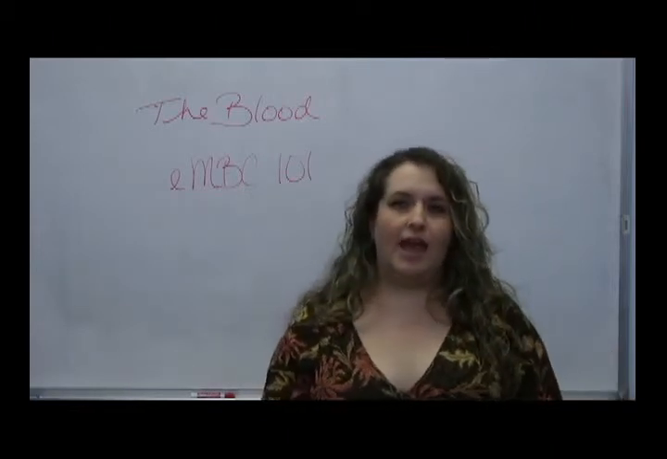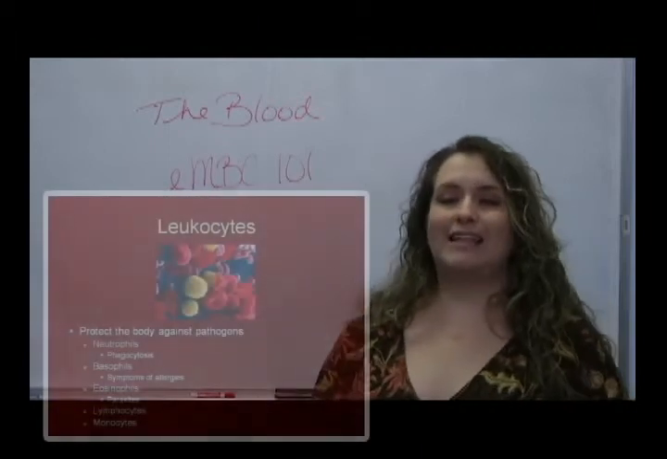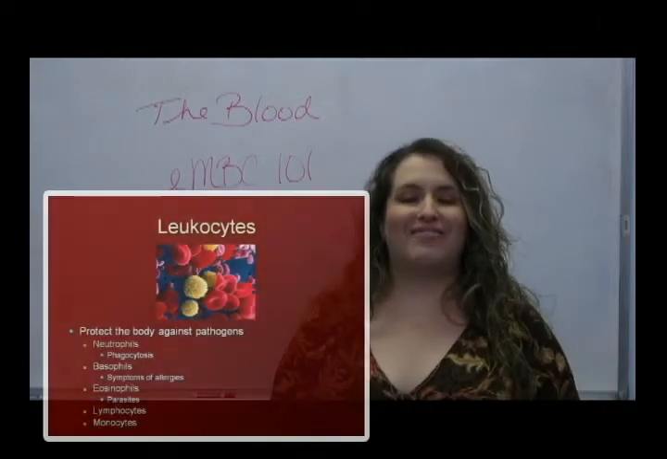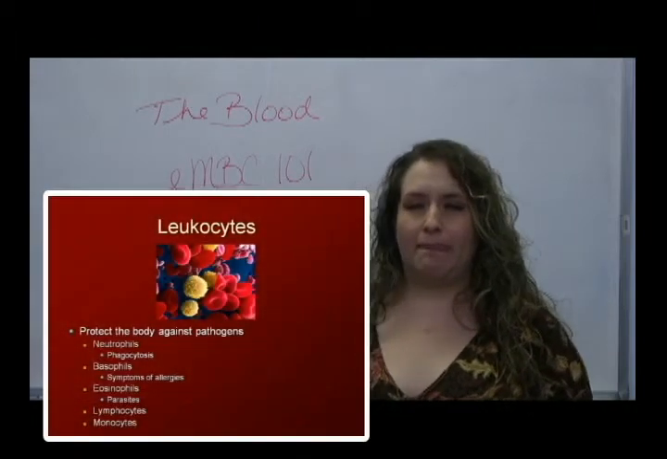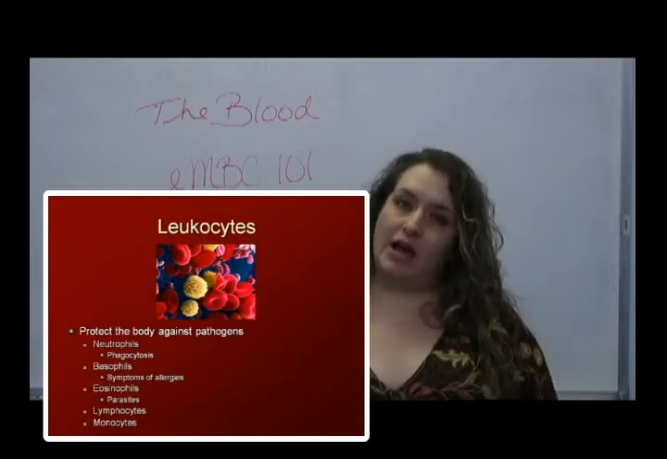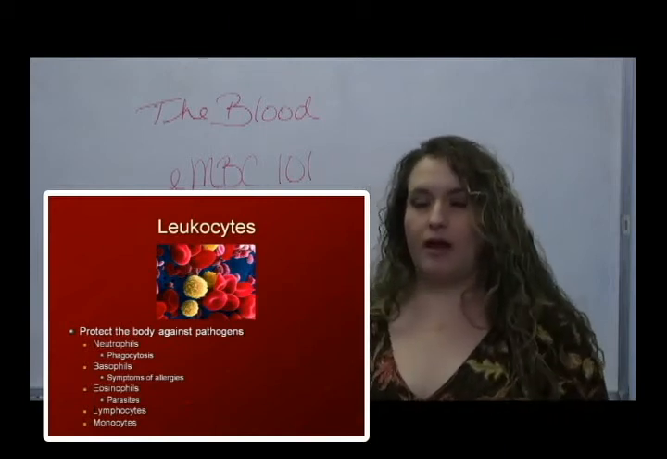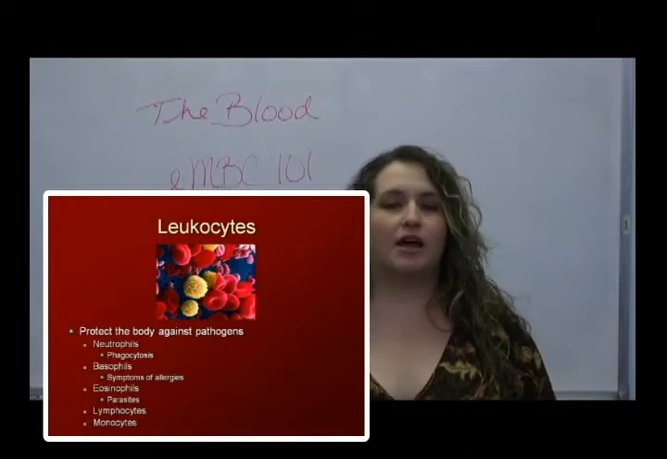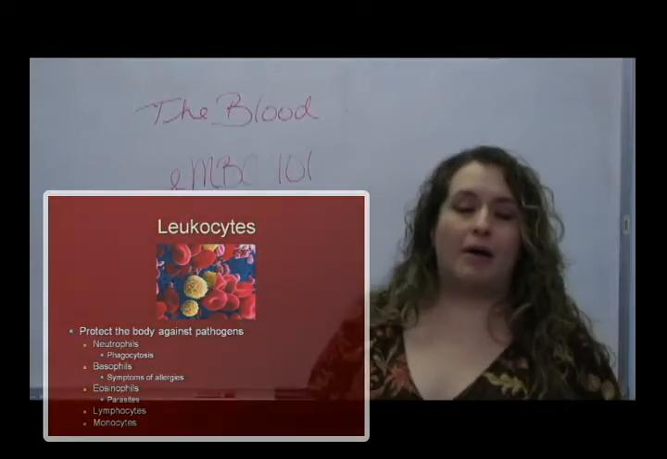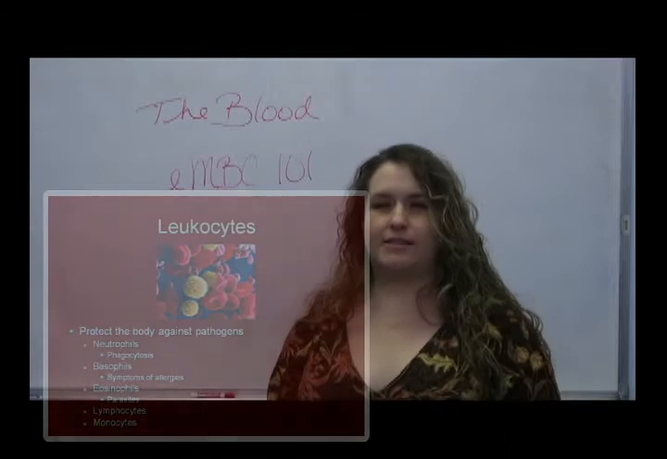Leukocytes, okay, help to protect the body against pathogens. Pathogens are anything that invade your body and try to harm your body. Okay, there are different types of leukocytes, such as basophils, eosinophils, neutrophils, monocytes, and lymphocytes.